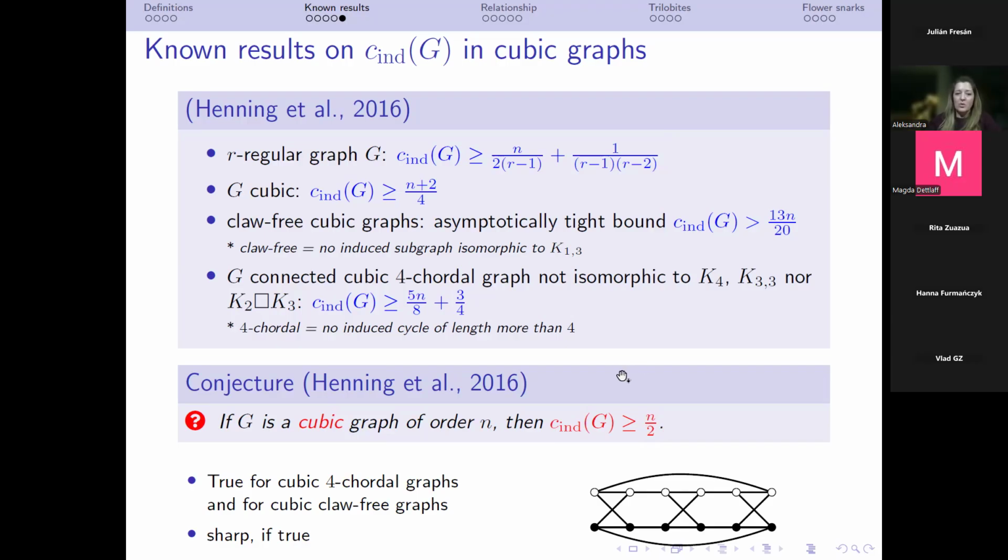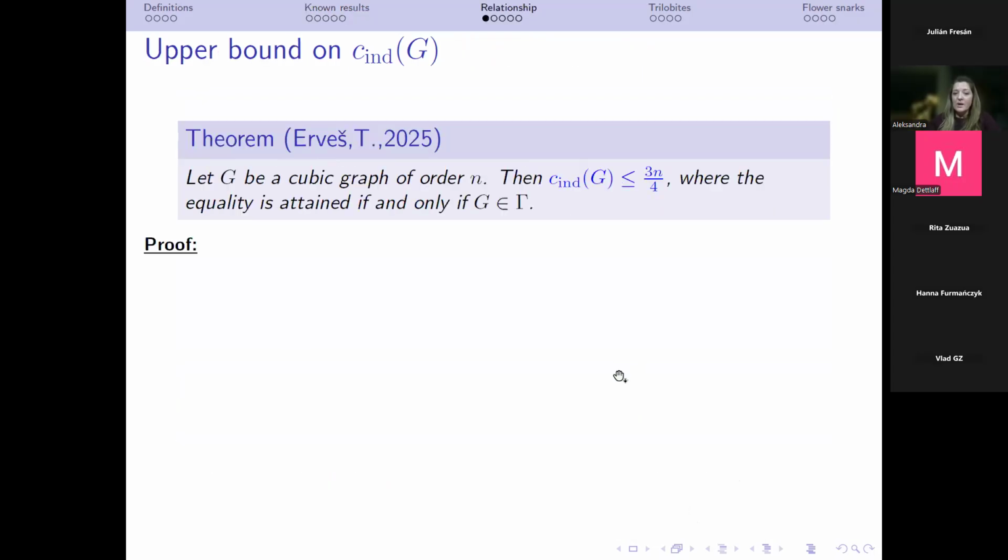Okay, so then we asked ourselves, what about the upper bound? And we couldn't find it for cubic graphs. So then Ria showed this example that CIND of G is at most 3/4 of n. And pay attention, this bound is the same as for gamma 1,2, as we saw before. Yeah? And because this is not hard to see, we can quickly see that. I will show you the proof.